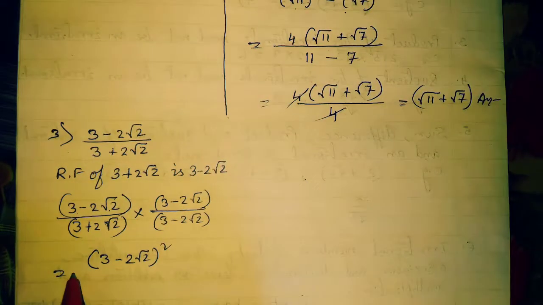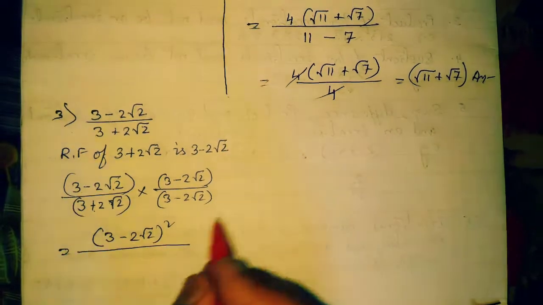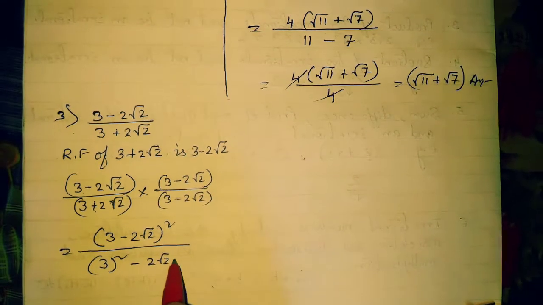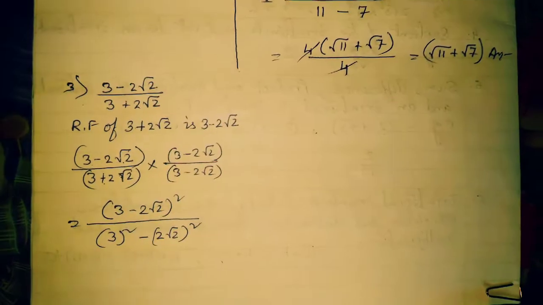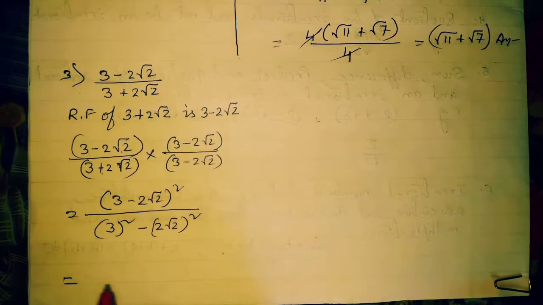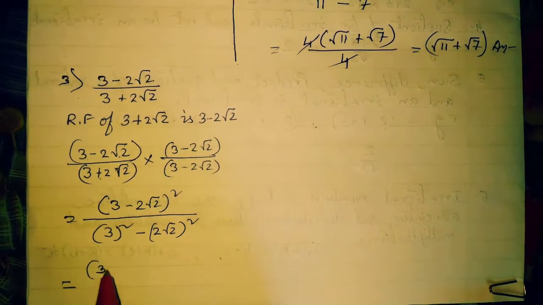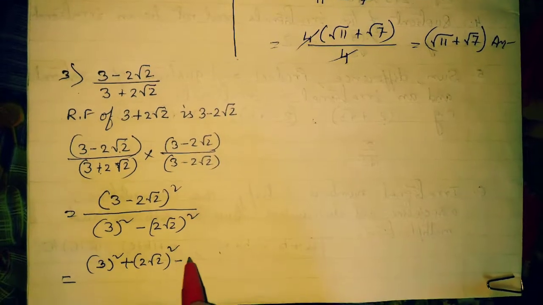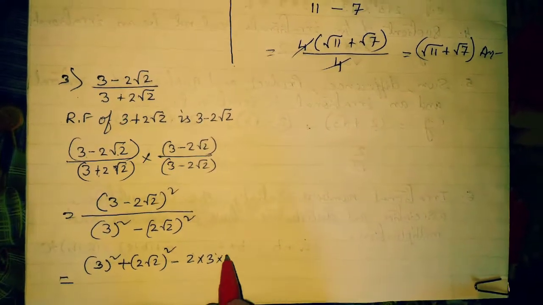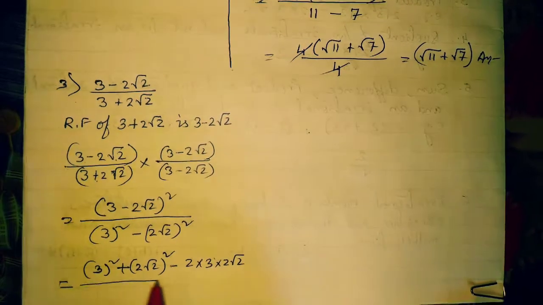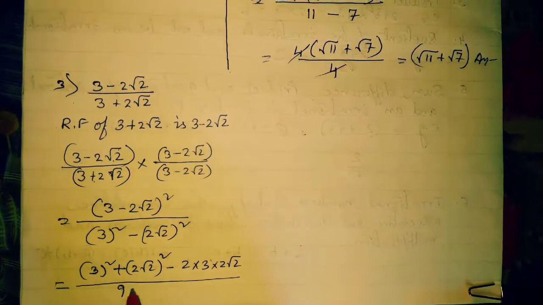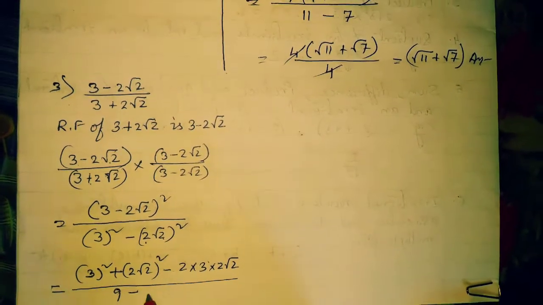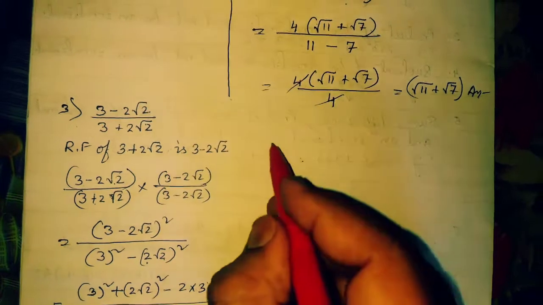And the denominator is coming what? (a plus b) into (a minus b), that is coming what here? 3's whole square minus (2 root 2)'s whole square. So finally we'll get what here? (a minus b) whole square is a square plus b square, that is (2 root 2)'s whole square, minus 2 into a into b. This whole divided by, what's coming? 3's whole square is 9, and (2 root 2)'s whole square is what? 2's whole square is 4 and root 2's whole square is 2. So 4 2's are 8. So finally we'll get what here?